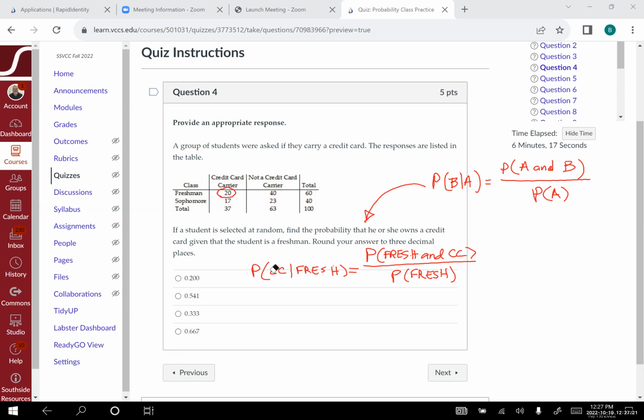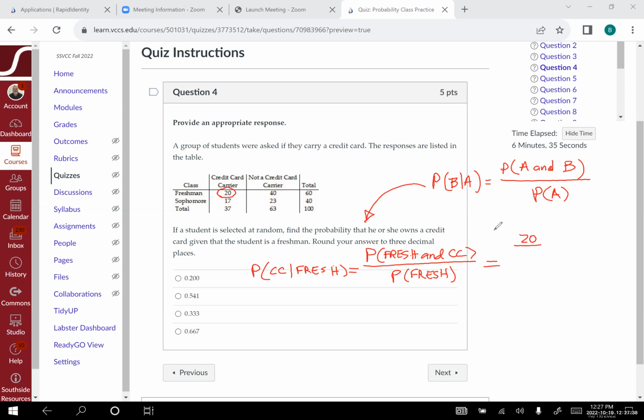That's just our numerator. Now, both of these are probabilities, so let me write them that way. It's 20 of those students. We're asking, what's the probability of having a credit card and being a freshman?